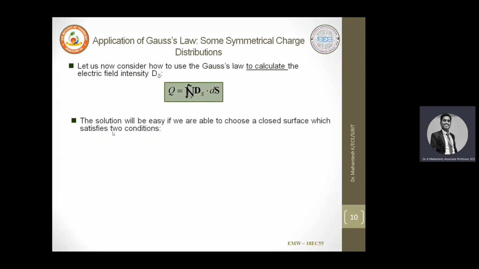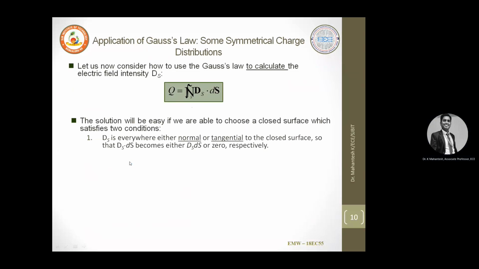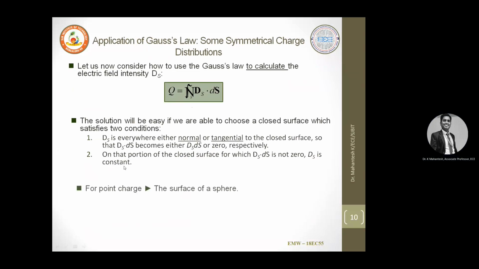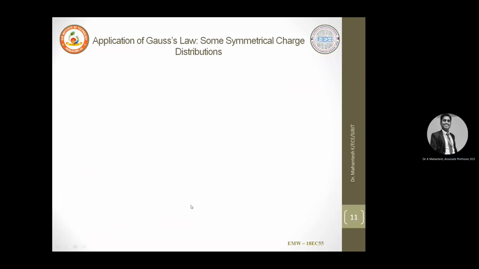The solution is very easy if you are able to choose a closed surface which satisfies two conditions. The first, D is everywhere either normal or tangential to the surface, so that D dot dS becomes either D dS or 0 respectively. The second condition is that on that portion of the closed surface for which D dot dS is not 0, D is constant. So for the point charge, the Gaussian surface we select would be a sphere. For the line charge, the surface will be a cylinder.